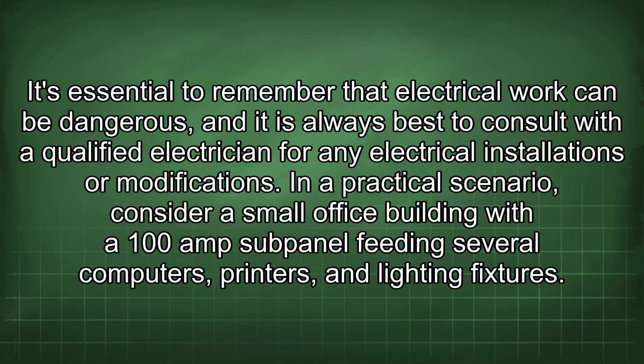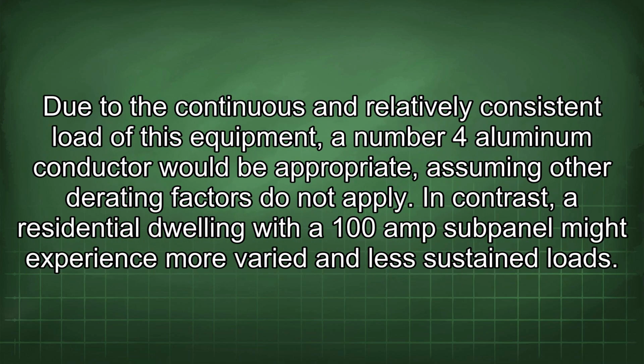In a practical scenario, consider a small office building with a 100 amp subpanel feeding several computers, printers, and lighting fixtures. Due to the continuous and relatively consistent load of this equipment, a number 4 aluminum conductor would be appropriate, assuming other derating factors do not apply.